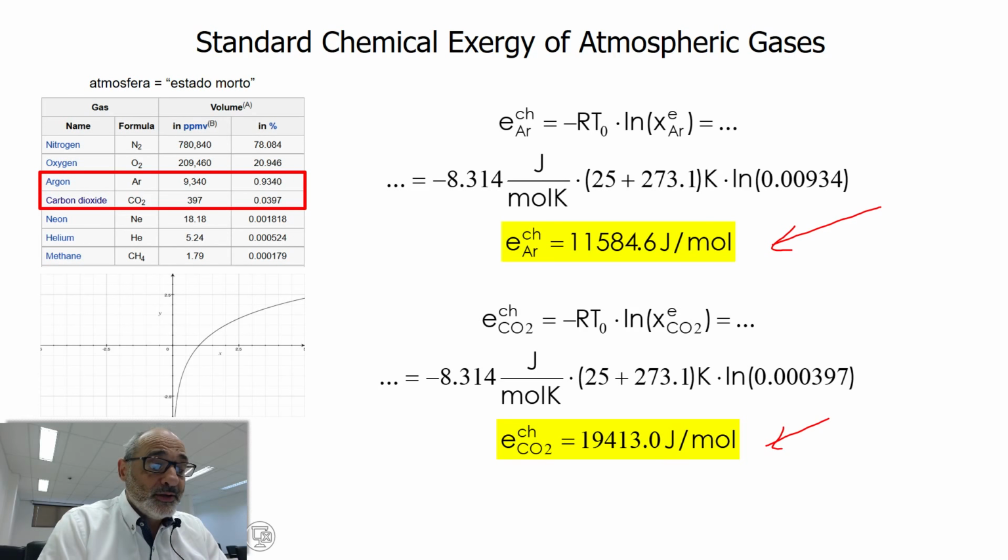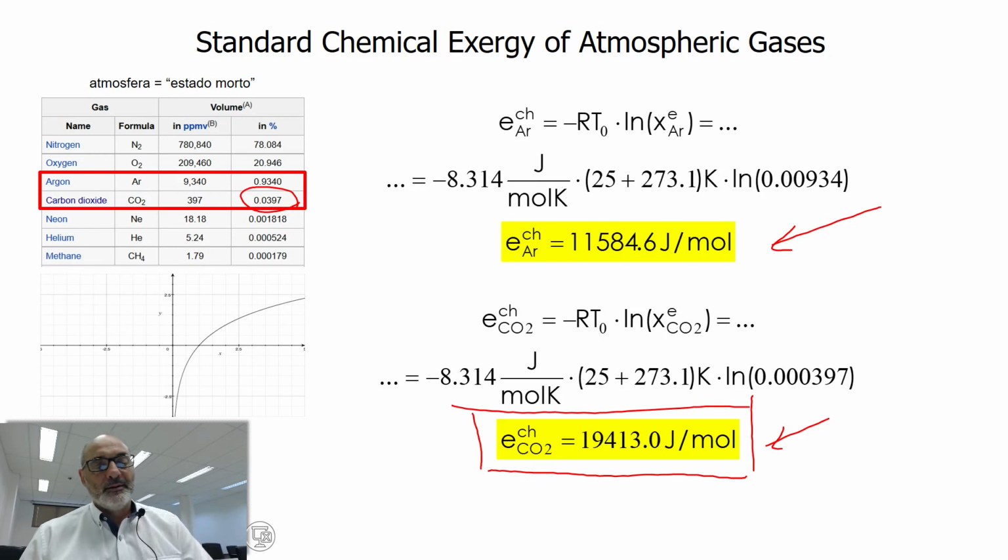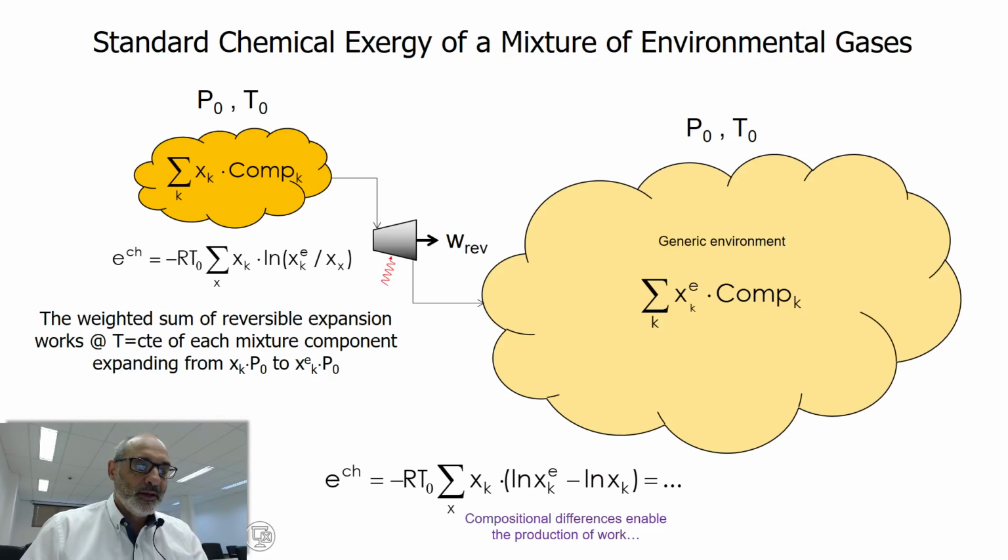You see, since the concentration is very low, the exergy content of CO2 is very high. We're going to use this number in a moment because I want to assess the amount of energy necessary to remove CO2 from the atmosphere in order to avoid the greenhouse effect. So we're going to use this number. And as I said, depending on your reference environment, you can have different expressions.